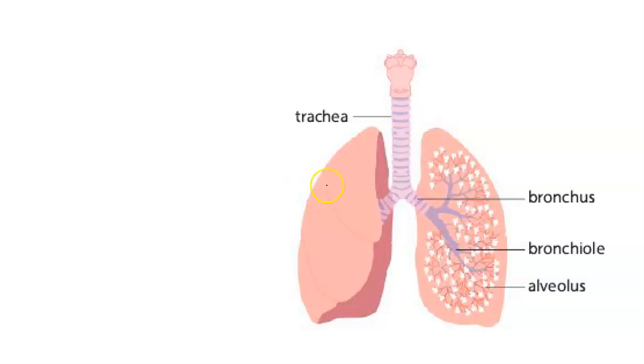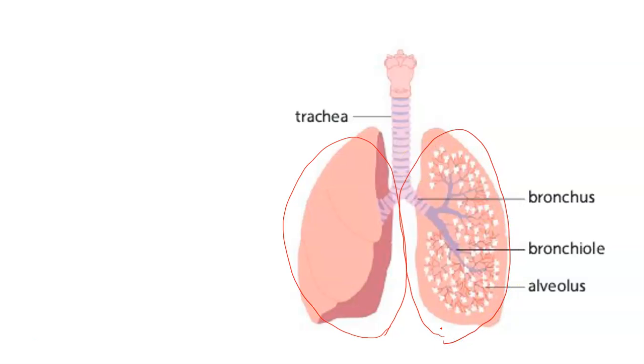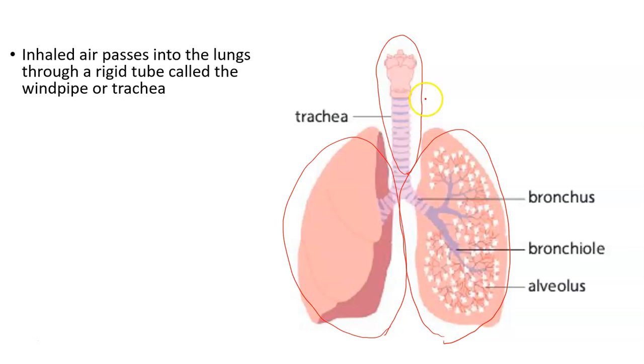This is the structure of the lungs, and we have two lungs, left and right. And then there is another structure here that is bringing air to our lungs, which is called the trachea. Inhaled air passes into the lungs through a rigid tube called the windpipe or trachea. So this is how the air comes in through the trachea.